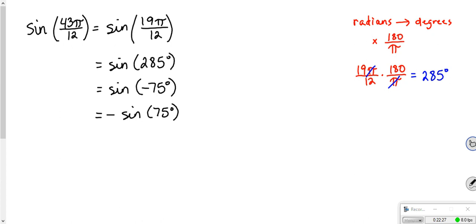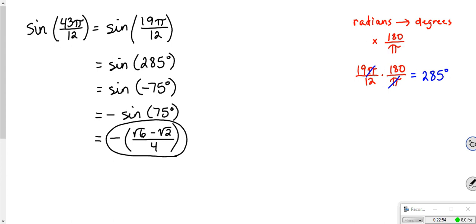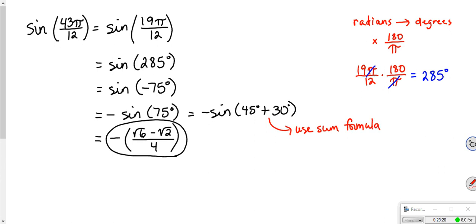I'm not going to go through the sum formula again because we already did it. But the sine of 45 plus 30, if we go through the formula, which, for the sake of time, I'm not going to do, is going to be minus root 6 minus root 2 all over 4, the big fat negative in the front of it. That was like the third problem I did, I believe, back towards the beginning of the video. You can use your sum formula on that. We already did that, so I'm not going to go through it again.